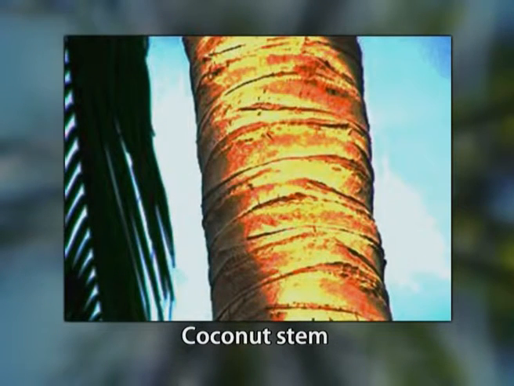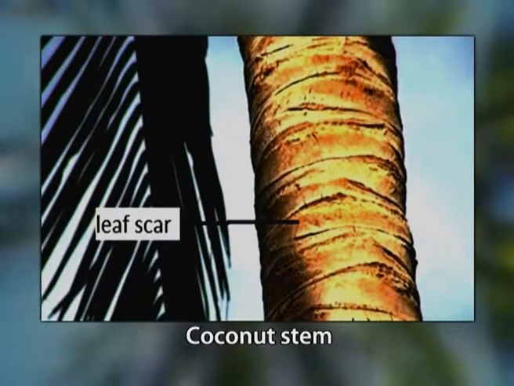Second, the stem. The main stem is normally unbranched with a thick swollen base surrounded by a mass of roots and is crowned by large pinnate leaves. The unbranched trunk is marked by prominent ring-like leaf scars. The coconut stem has no cambium.